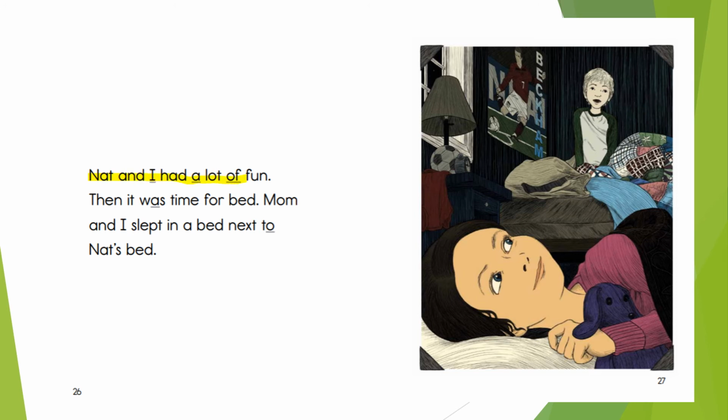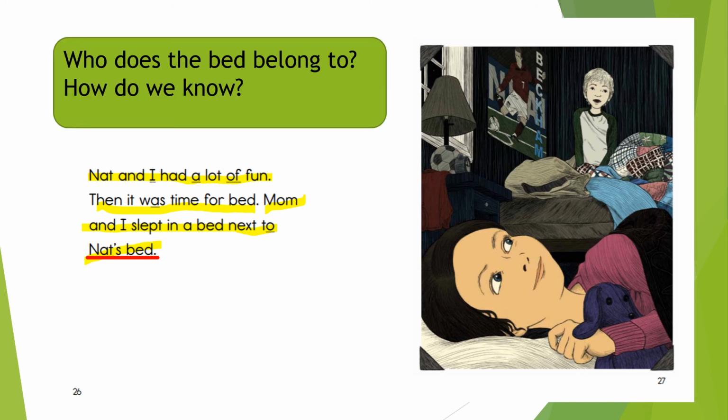Nat and I had a lot of fun. Then it was time for bed. Mom and I slept in a bed next to Nat's bed. Take a look at this part of the sentence. It says Nat's bed. Who does the bed belong to? Great. The bed belongs to Nat. How do we know the bed belongs to Nat? Because the apostrophe is in Nat's name.